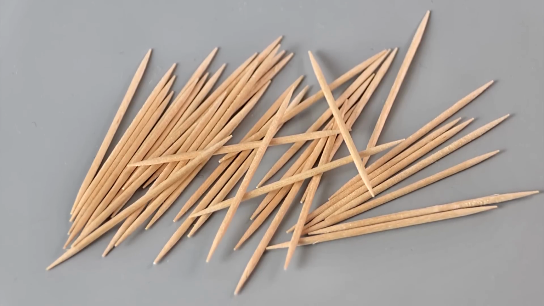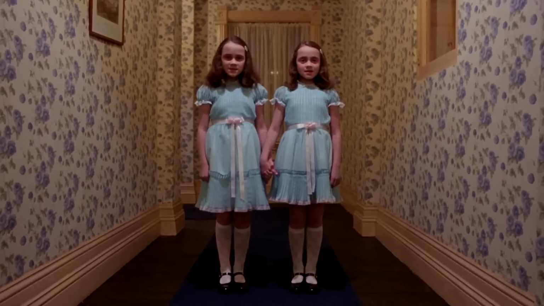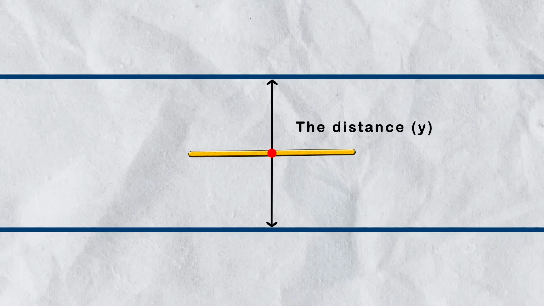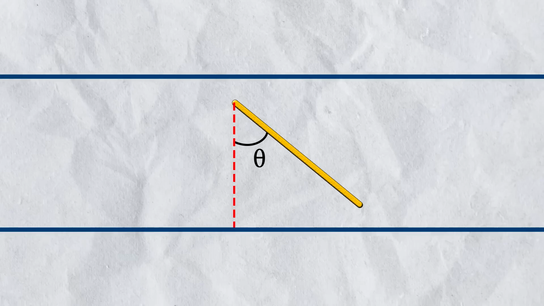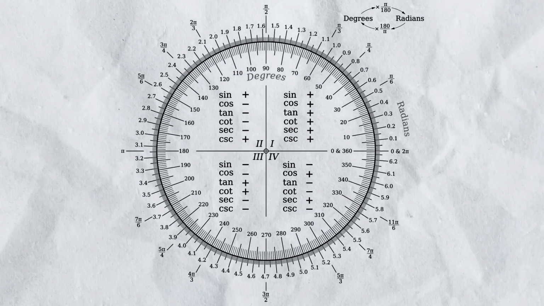When dropping the toothpicks, we introduce two variables. 1. The distance from the toothpick center to the nearest line. 2. The angle the toothpicks make, which ranges from 0 to pi in radians because angles beyond that are symmetrical.